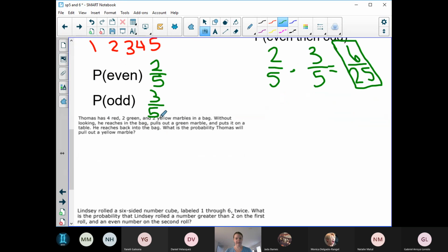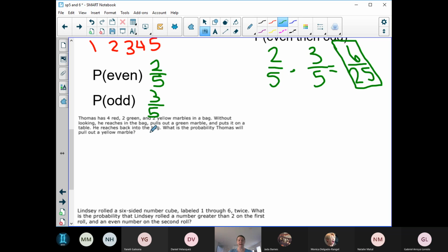Thomas has 4 red, 2 green, and 2 yellow marbles in a bag. Without looking, he reaches in the bag, pulls out a green marble, and puts it on the table. So when we read this sentence, is he putting it back in the bag, or is he setting it to the side? Are we replacing or not replacing? We're not replacing, okay? So that means my number of outcomes the second time is going to go down by 1.